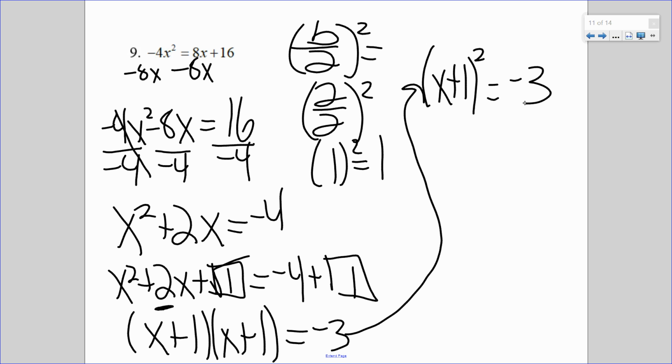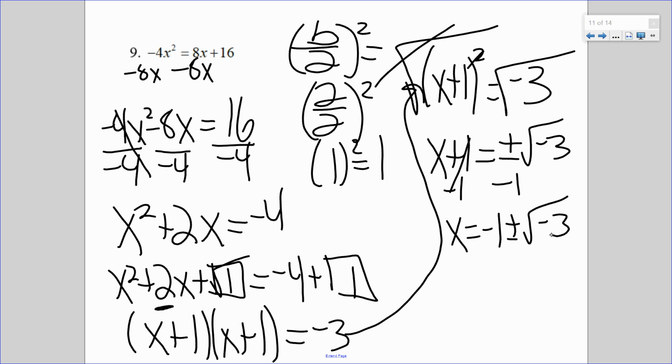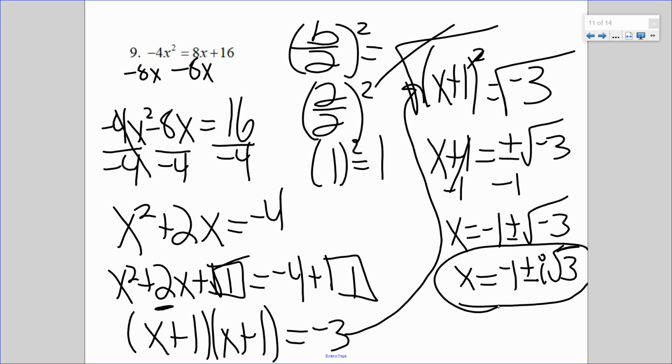That's completing the square. To solve the equation now, I take the square root of both sides. The square and the radical cancel. When you take the square root of something, it's plus or minus. Subtract 1 from both sides to get x by itself. If possible, reduce the radical. And just like the last example, there's not much I can do, but that negative comes out and becomes an i. And that's it.